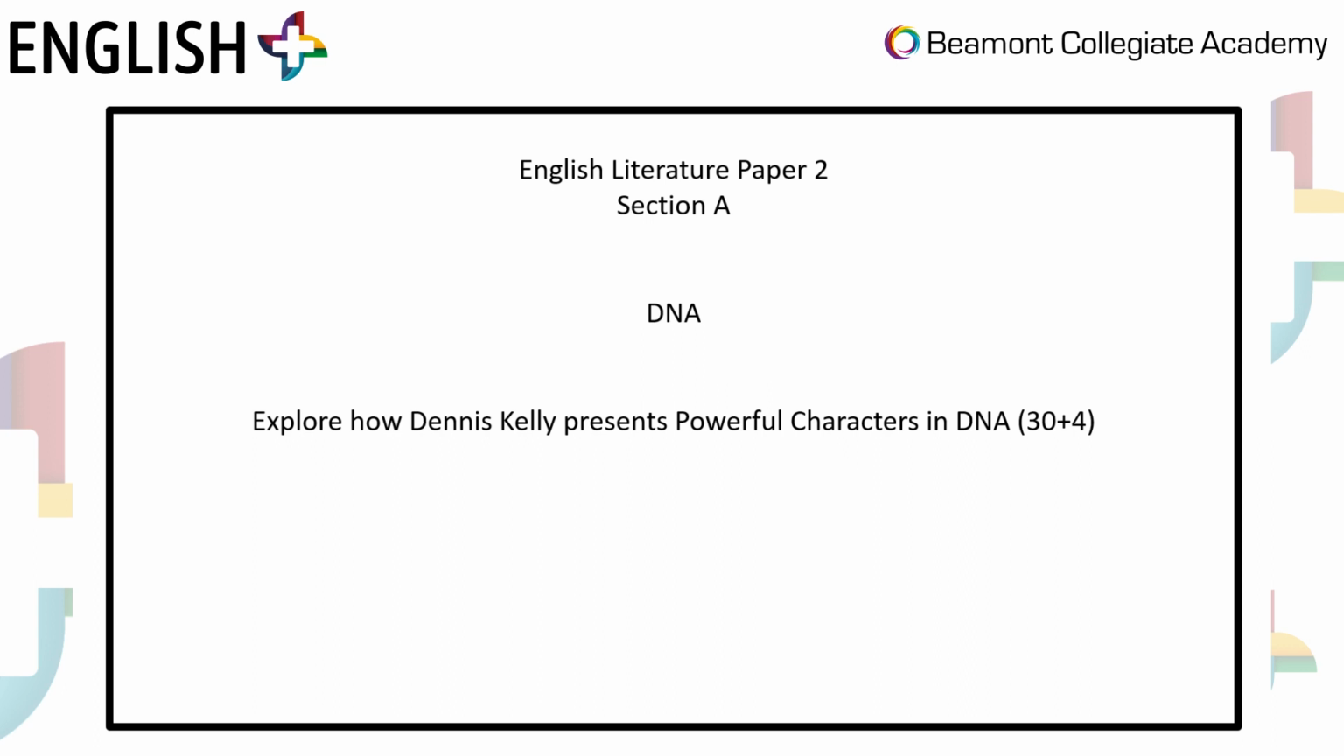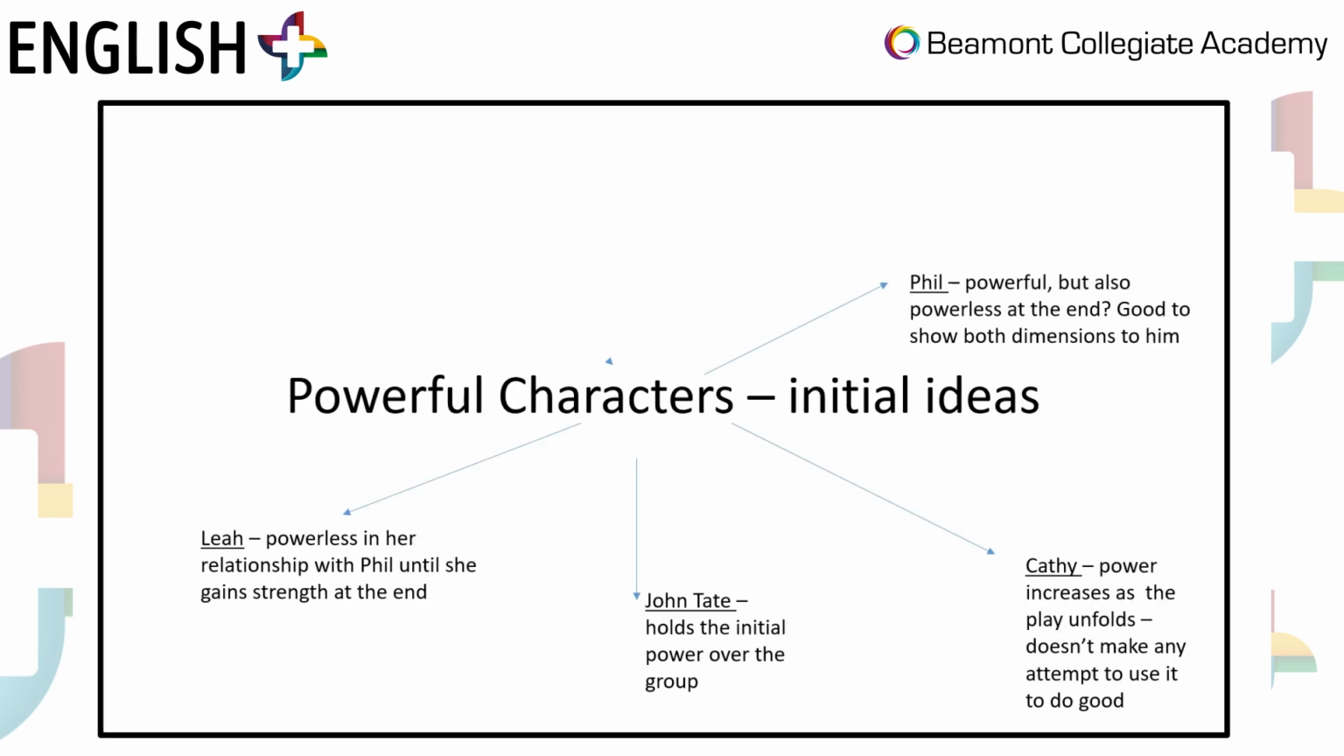So with literature and with a question like this, it's always worth starting when you're revising with a bit of a mind map on what your initial ideas are. What comes to mind when you think of powerful characters in DNA? So, if I was to do this, I think probably 4 names might come to mind. Obviously, I'm going to think about Phil. Yeah, he's a really powerful, manipulative, coercive character. But also, he's quite powerless at the end. So I think he'd be quite a good one to write about because I'm going to be able to show how characters are multidimensional.